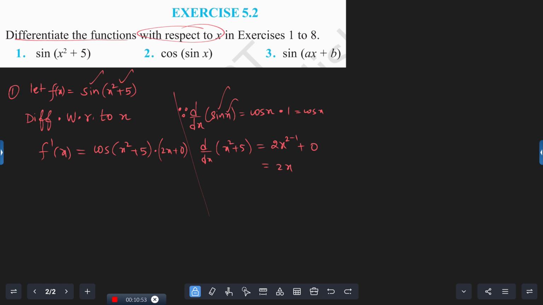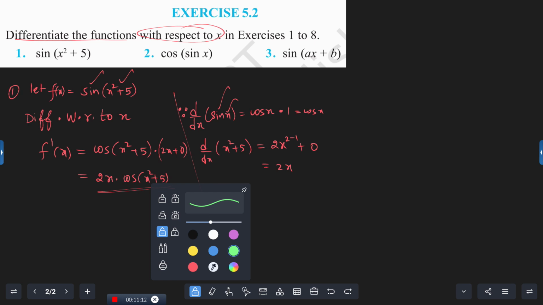Be careful, each is very important. Now 2x plus 0 is just 2x. Then write that first, then cos x square plus 5 is my answer. That's it, very simple. Question number 1. Next, question number 2 we will go.